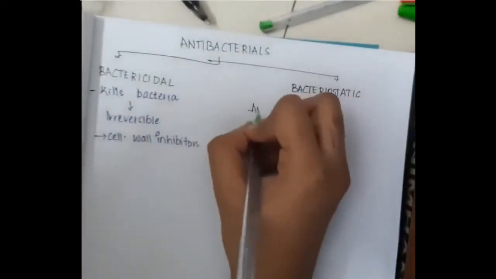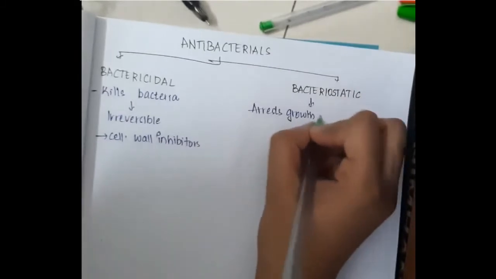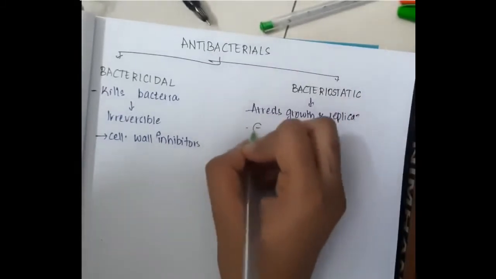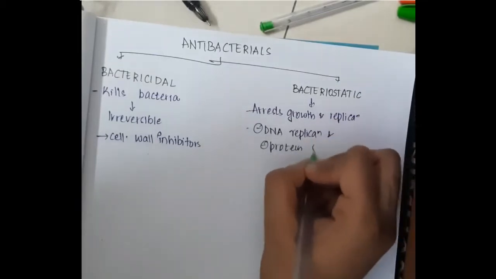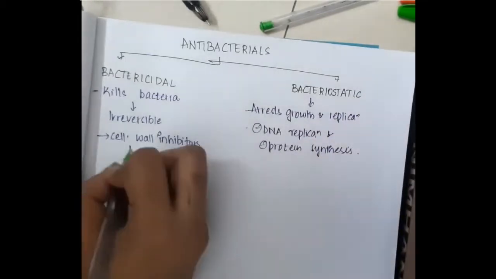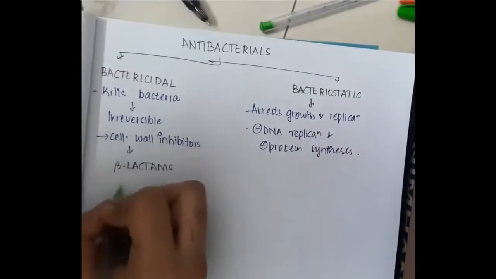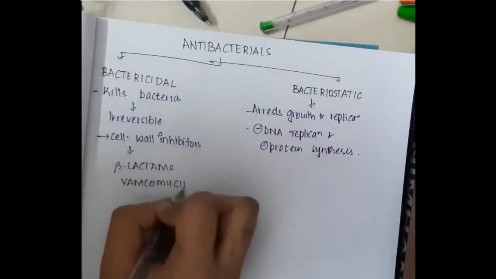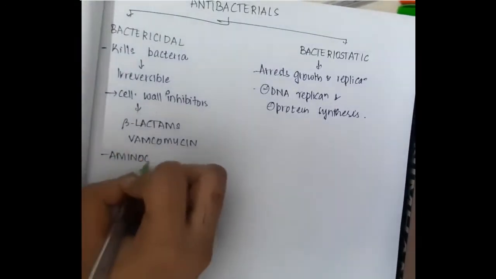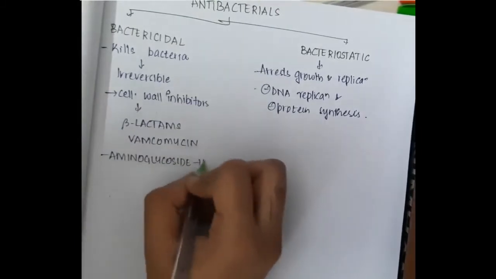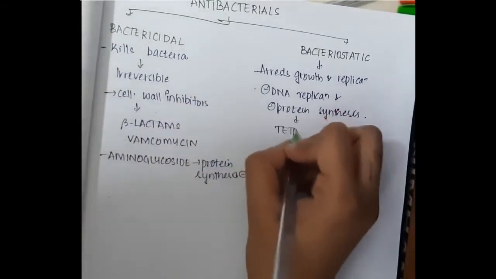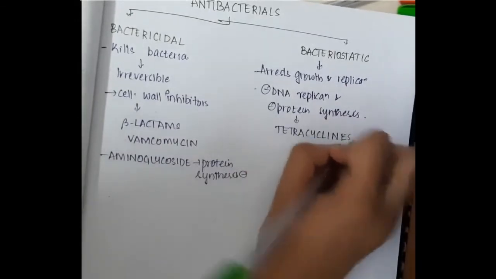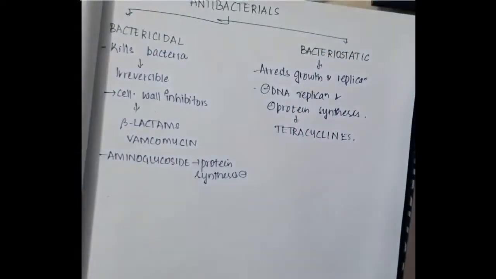Then bacteriostatic agents will arrest the growth and replication. They will inhibit the DNA replication and protein synthesis. So these cell wall inhibitors include beta lactams and vancomycin. These bactericidal agents also include aminoglycosides, which will inhibit the protein synthesis. These bacteriostatic agents include tetracyclines.